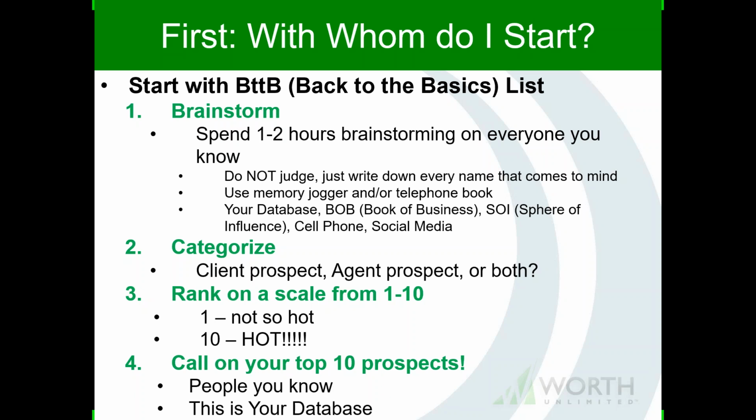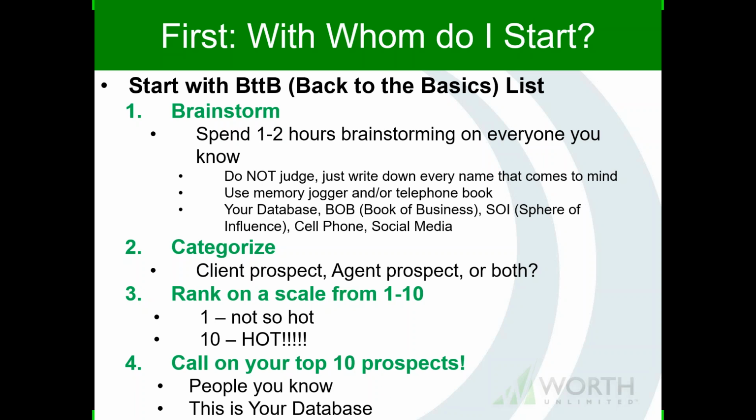Then you're going to rank them on a scale of 1 to 10. 1 not so hot, 10 super hot. Maybe they are your great great aunt. They're 105 years old. They have no debt whatsoever, and they have no desire to work another day in their life. Well, that's probably a 1.